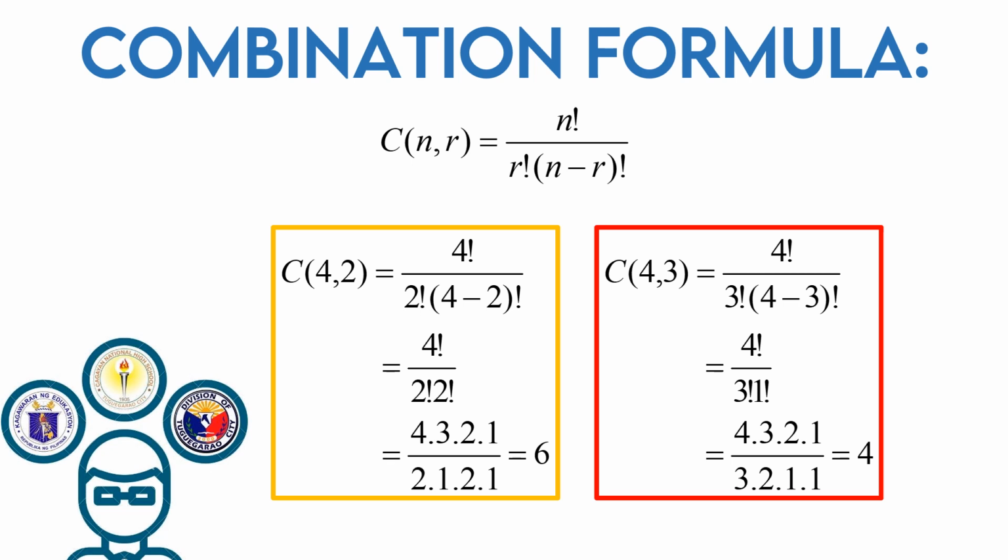For combination of 4 objects taken 3 at a time, our answer earlier was 4. That is because, by using the formula, 4 factorial over 3 factorial times 4 minus 3 factorial, that simplifies to 4 factorial over 3 factorial times 1 factorial, or 4 times 3 times 2 times 1 all over 3 times 2 times 1 times 1, which now gives us an answer of 4. So I hope the combination formula is clear with you now, class.